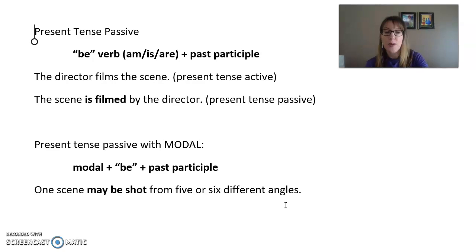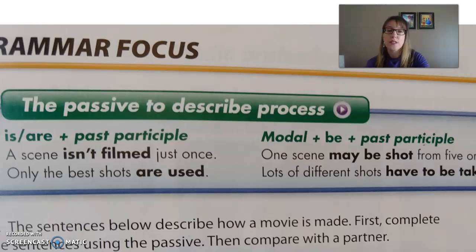All right, so let me go back to the book. So here are some examples. A present tense passive. A scene isn't filmed just once. Only the best shots are used. Here we're using are because we have a plural subject.